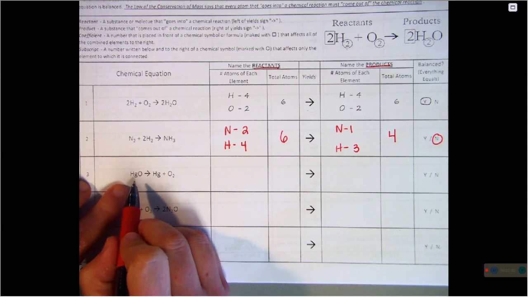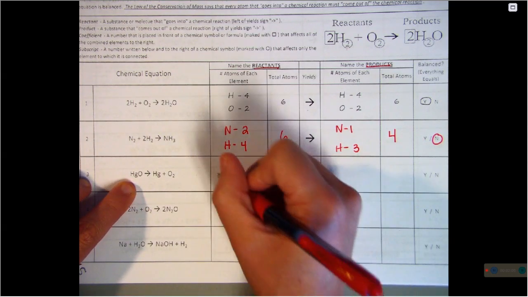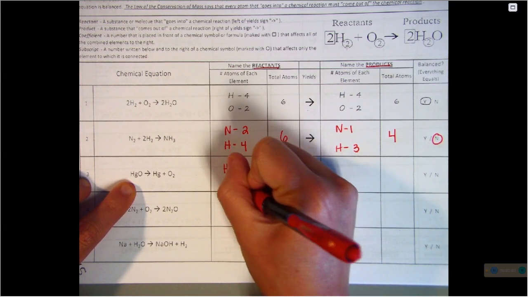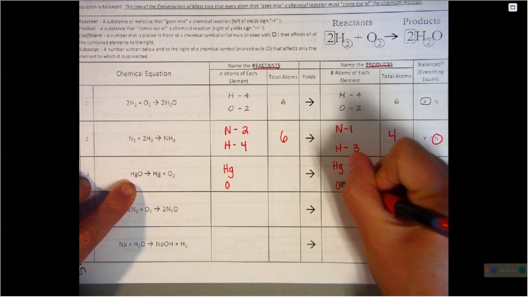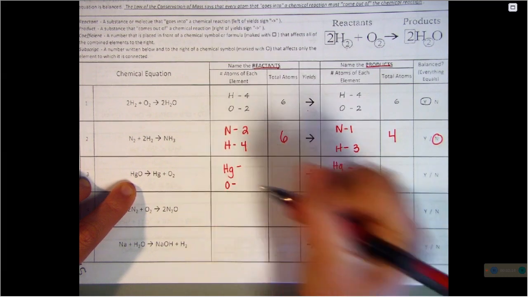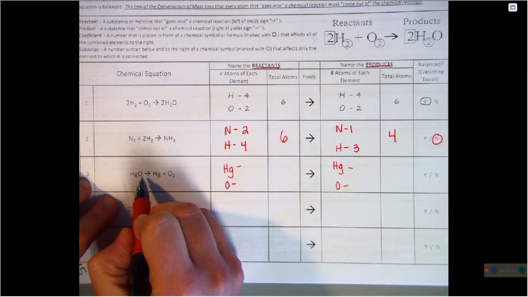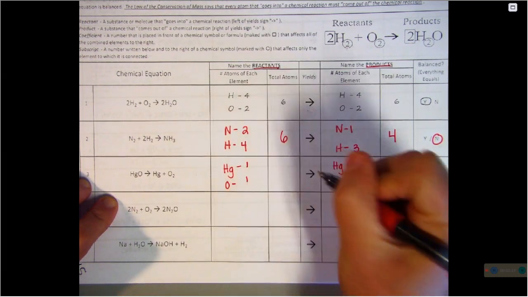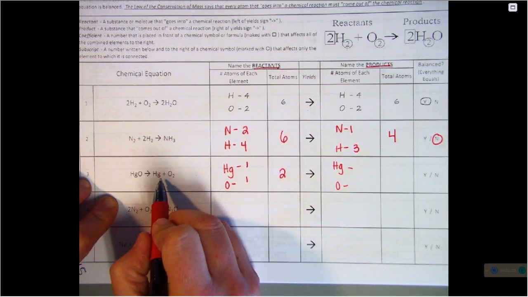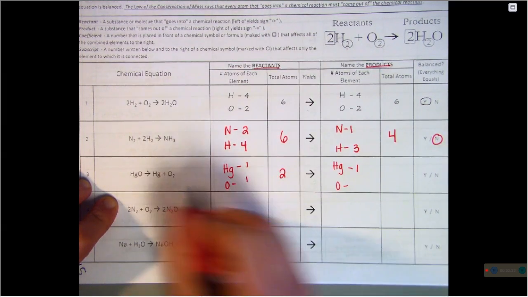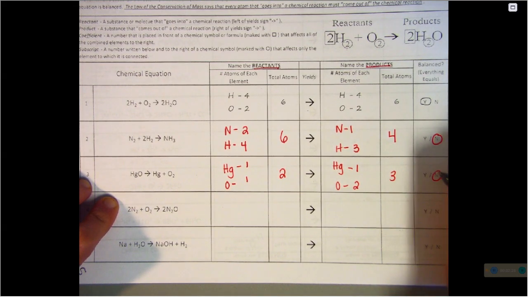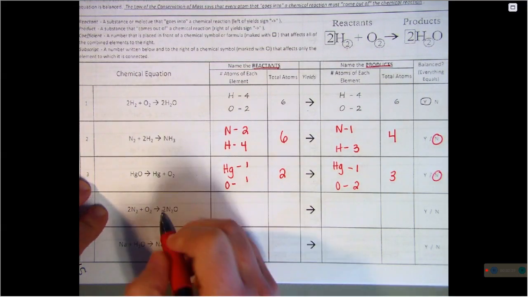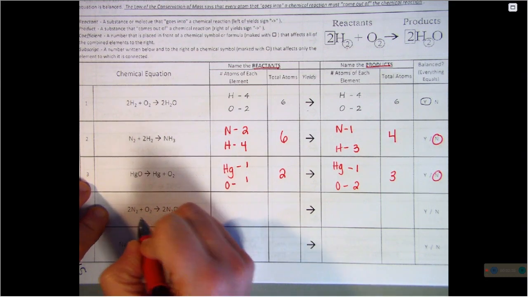Okay, so Hg, mercury, and oxygen, on both sides, the reactants and the products. I have 1 Hg and 1 oxygen, 2 total atoms. Over here, I have 1 Hg and 2 oxygens. That means I have 3 total atoms. This is not balanced. Now when we see the coefficient, it applies to everything it touches.